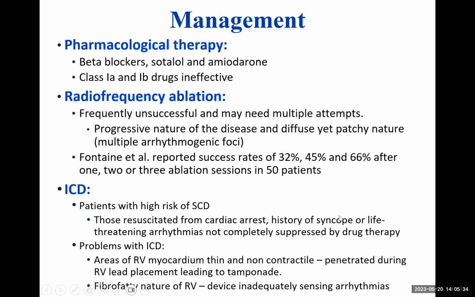Management is pharmacologic with beta blocker, sotalol or amiodarone. We may use class 1A or 1B, but it is not that effective, and it is better to avoid it if there is significant structural heart disease. Radiofrequency ablation can be used, but typically if you ablate one focus, they may have another. So generally, radiofrequency is for a patient who already had an ICD and multiple ICD shocks. We don't do it as prevention to avoid putting in a defibrillator, which is indicated in high-risk patients.